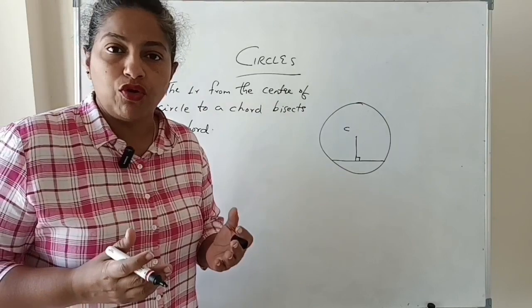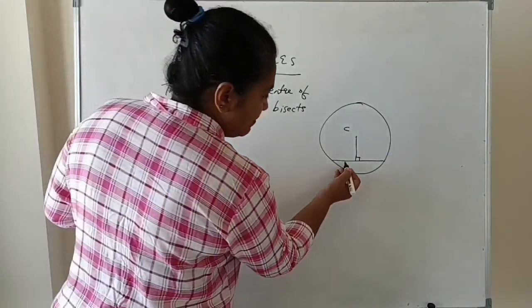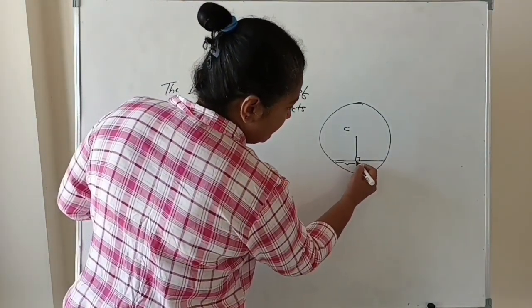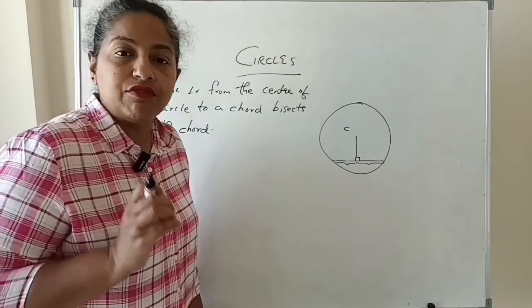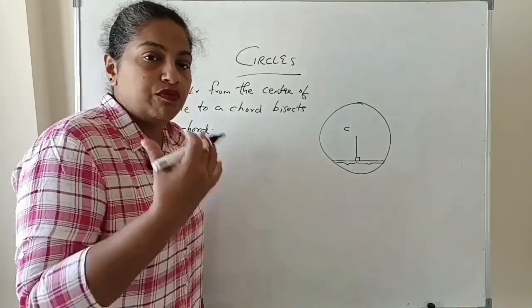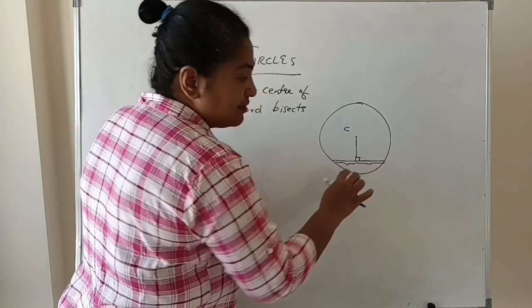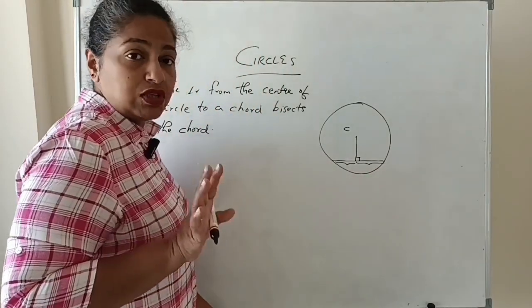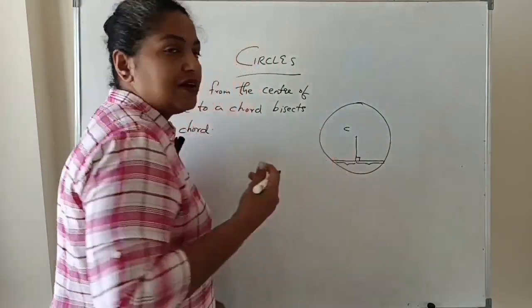What happens to the chord? It bisects the chord, which means that this side will be equal to this side. That is our proof. That is what we need to prove. We need to prove that this line and this line, or these two line segments, both are equal in length. So let us start with the proof.